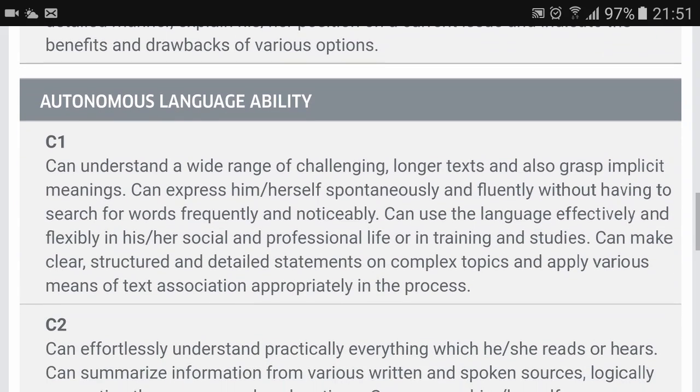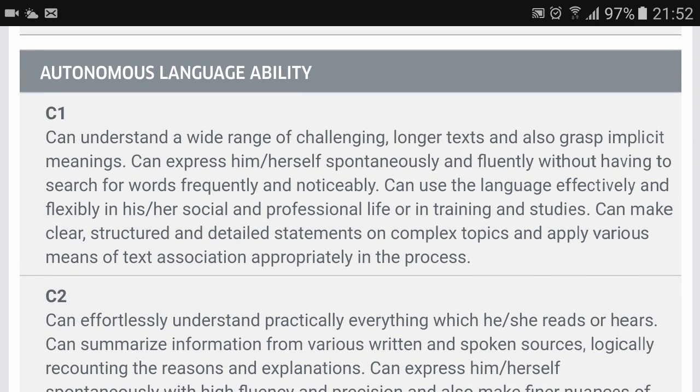Then it goes one more step ahead, and here we have autonomous language ability. Here I'll read it to you. C1 can understand a wide range of challenging longer texts and also grasp implicit meanings, can express himself or herself spontaneously and fluently without having to search for words frequently and noticeably. That is very difficult, my friends, to speak fluently and in a normal way, not in a very basic way, and not to keep searching for words while speaking. That is a huge, difficult thing to do.